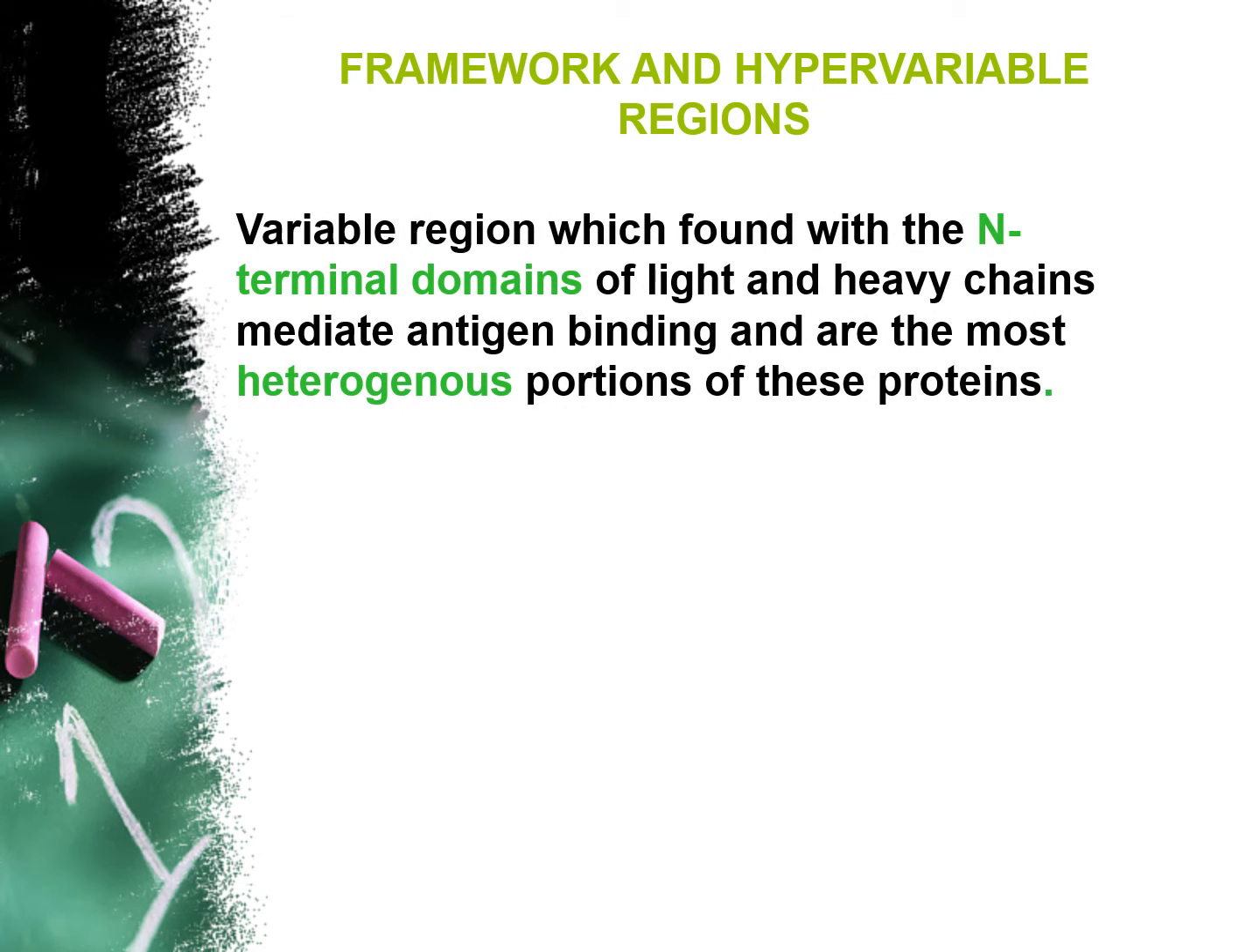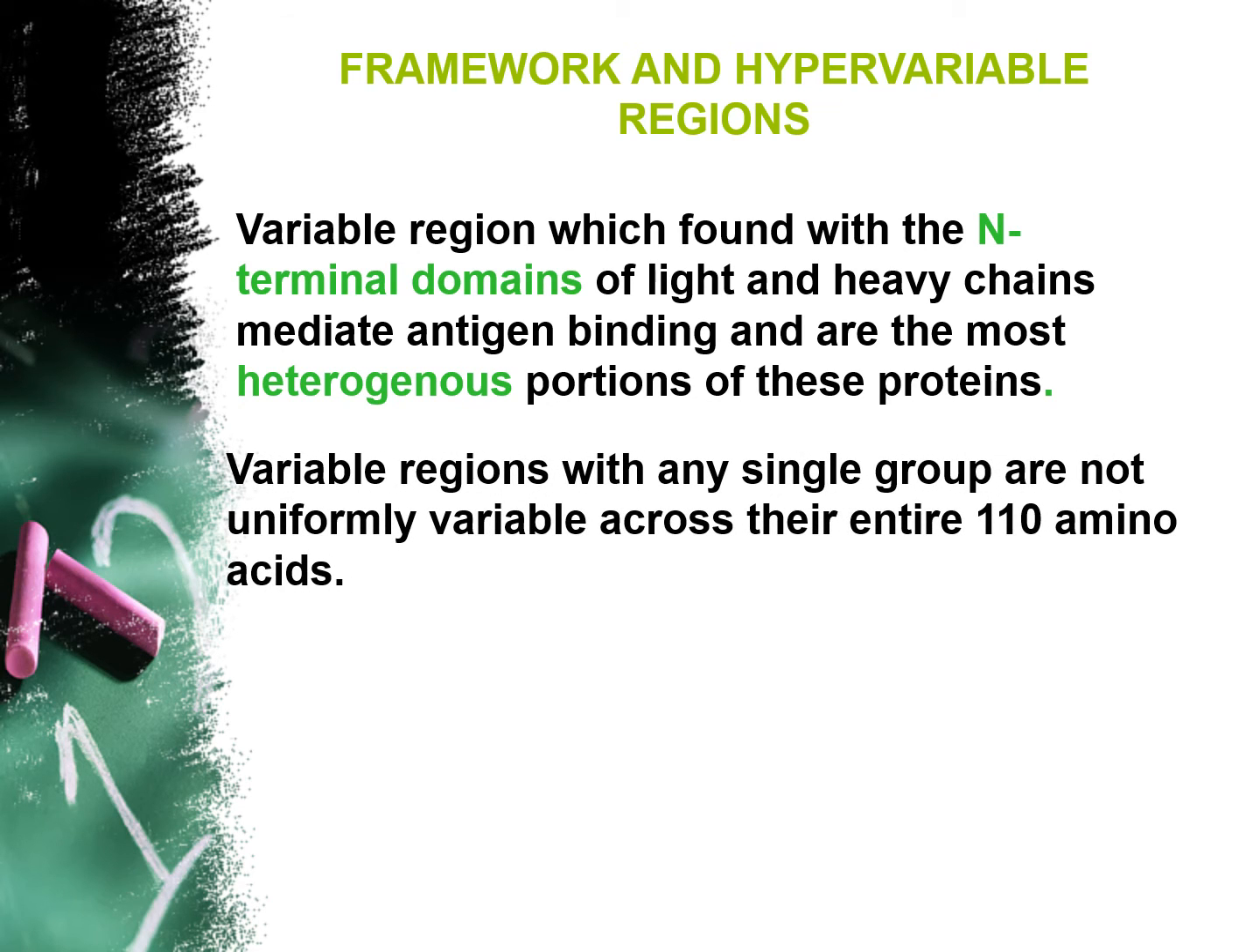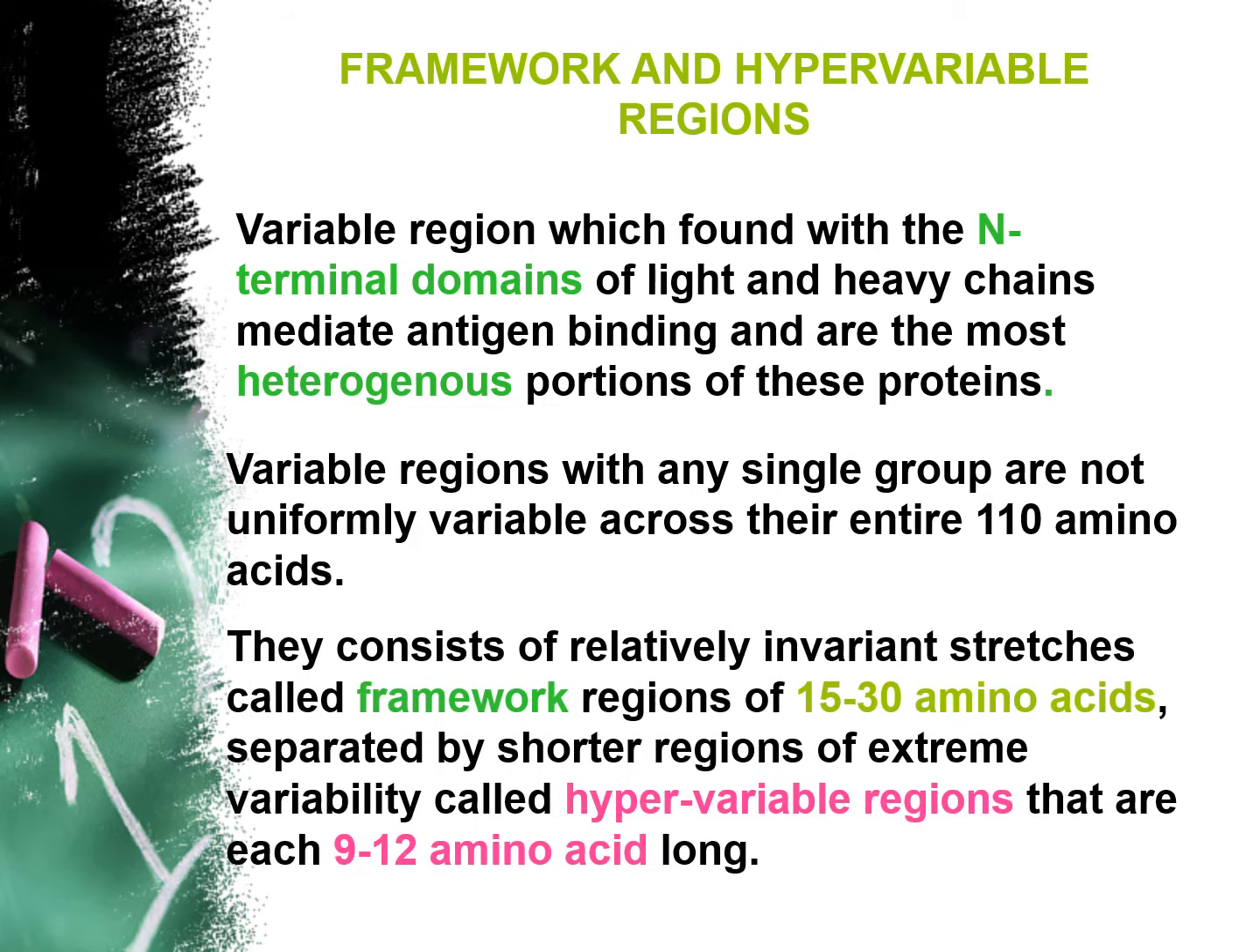Framework and hypervariable regions. Variable regions, which are found within the N-terminal domains of light and heavy chains, mediate antigen binding and are the most heterogeneous portion of these proteins. Variable regions within any single group are not uniformly variable across their entire 110 amino acids. These consist of relatively invariant stretches called framework regions of 15 up to 30 amino acids, separated by shorter regions of extreme variability called hypervariable regions that are each 9 up to 12 amino acids long.